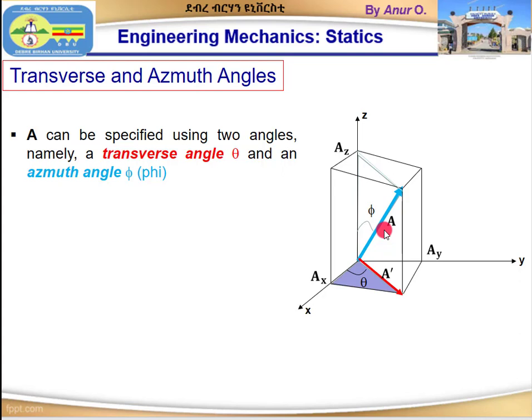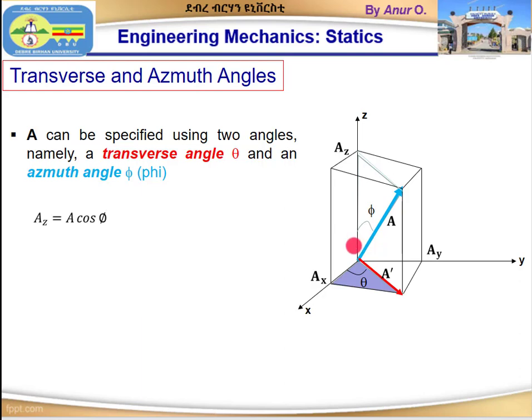So sometimes vector can be expressed in this way. So it is up to us to identify the problem, whether it is given in transverse and azimuth angles or it is in coordinate direction angles.